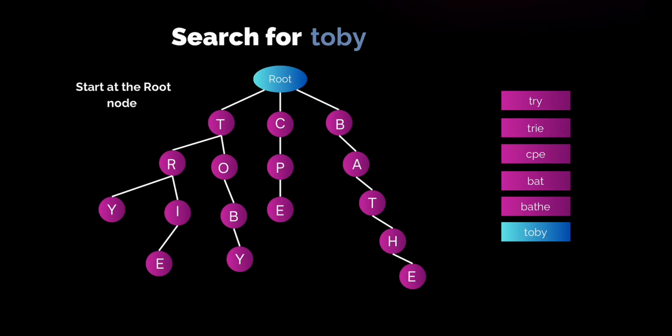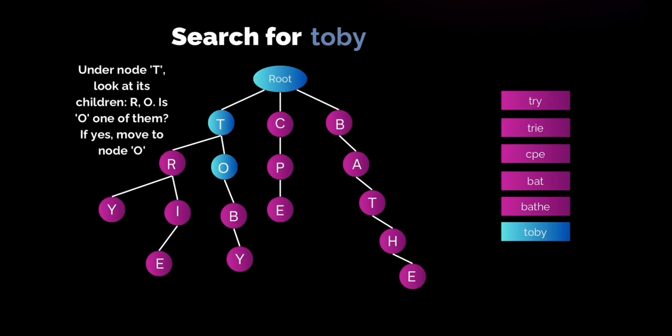The first letter of the word we're searching for is T. We look at the children of the root and check if a T node is present. In this case, there is a T node connected to the root. So we move down to that node. Now we're at the T node. The next letter in the word is O. We look at these children and ask, is there an O node directly under T? Yes, there is. We move to the O node next.